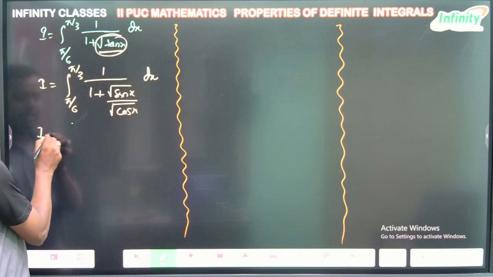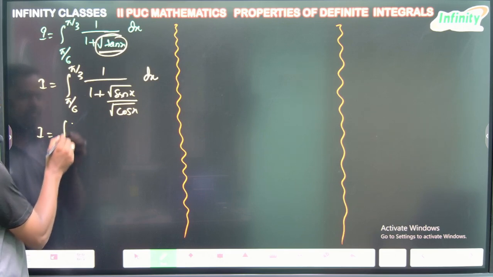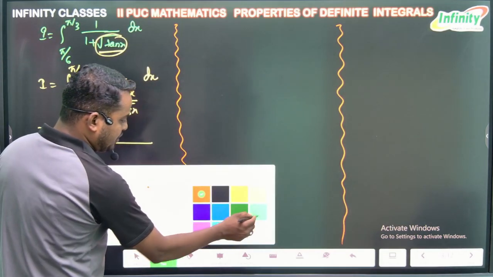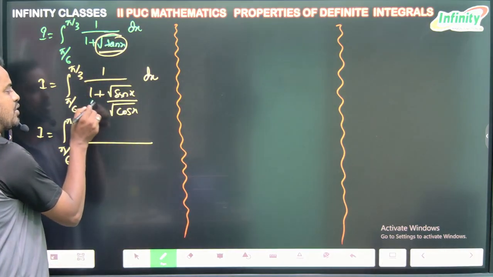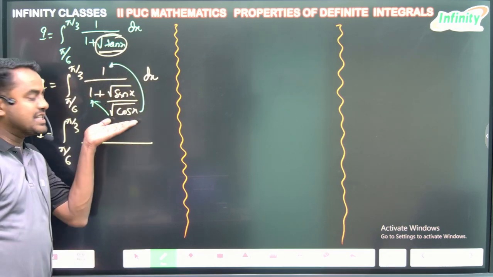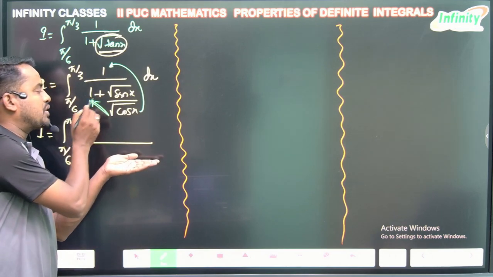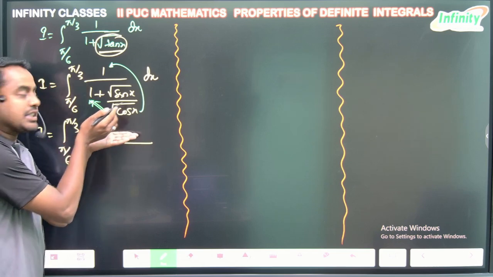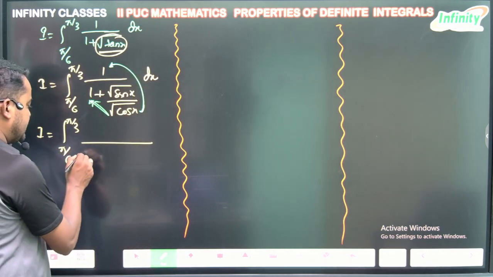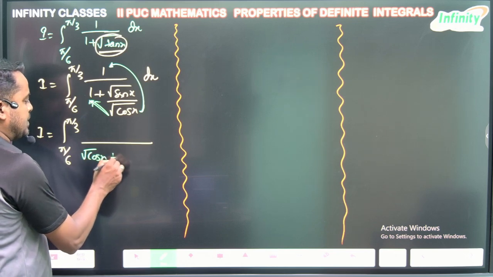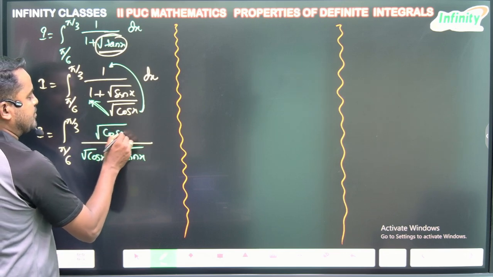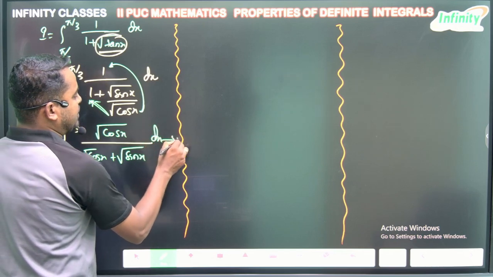And in the next step, I is equal to, take the LCM and cross multiply, pi by 6 to pi by 3. See what I am doing here: root cos x into 1 is root cos x. Take the LCM and cross multiply, root cos x into 1 is root cos x, and the denominator LCM is root cos x, and it goes to the numerator, that is 1 into root cos x, or root cos x into 1, that is root cos x plus root sin x into root cos x dx. Call this equation 1.